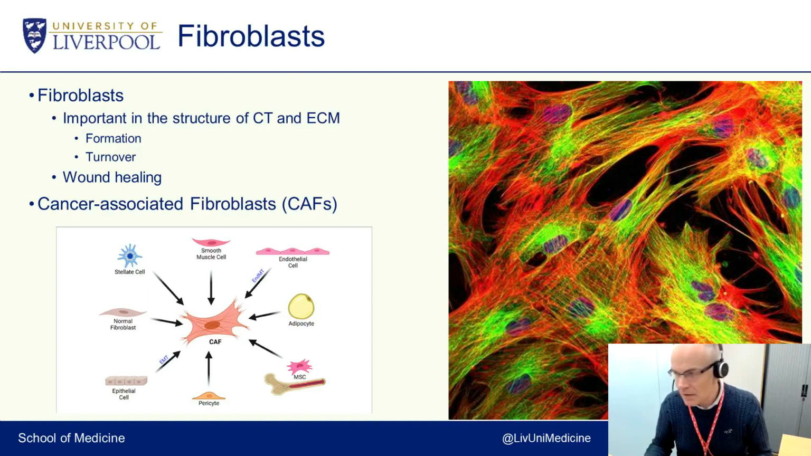And they become activated. They've got lots of stress fibers, actin-related fibers in them, and you can see in the fluorescent image on the right there, activated fibroblasts. These are in cell culture from a tumour.